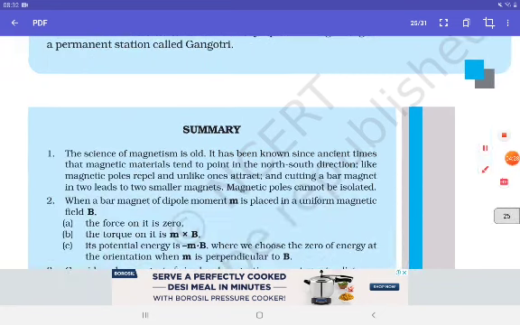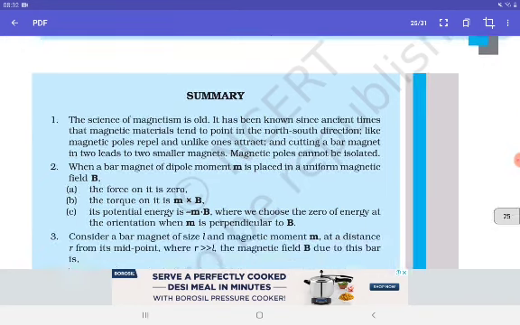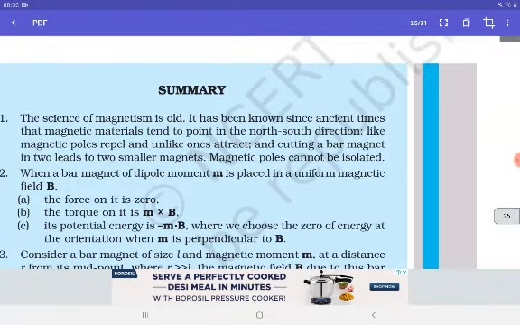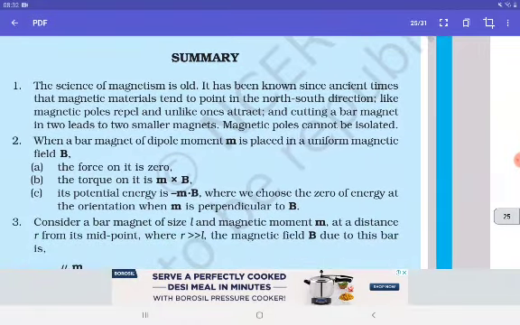Now the summary part. The science of magnetism is old. It has been known since ancient times that magnetic materials tend to point in the north-south direction, like magnetic poles repel and unlike ones attract. And cutting a bar magnet into two leads to two smaller magnets. Magnetic poles cannot be isolated.